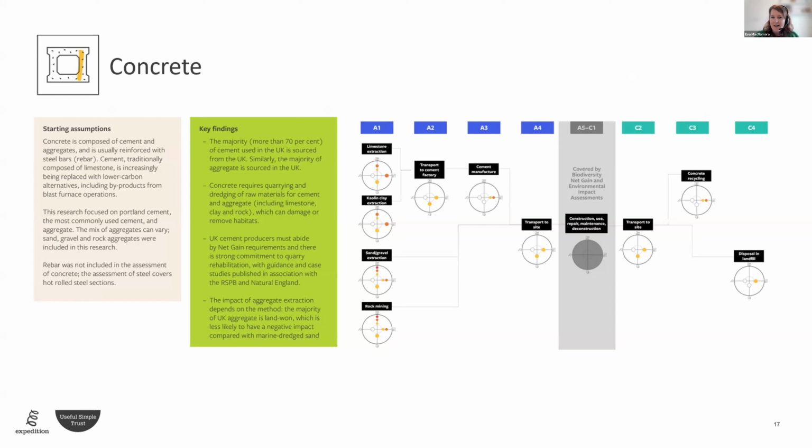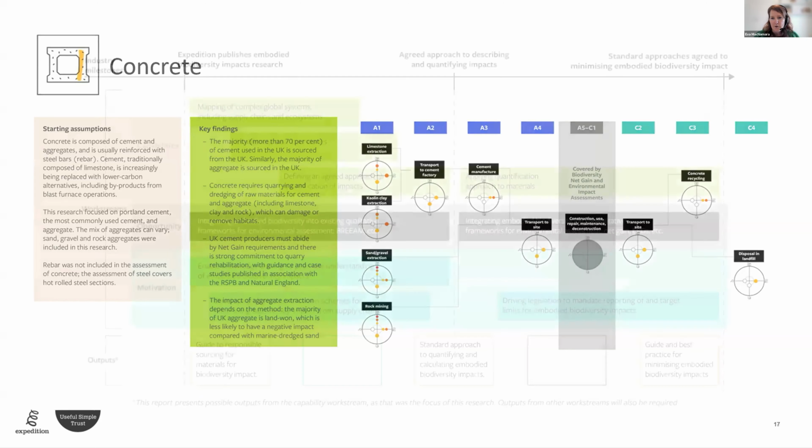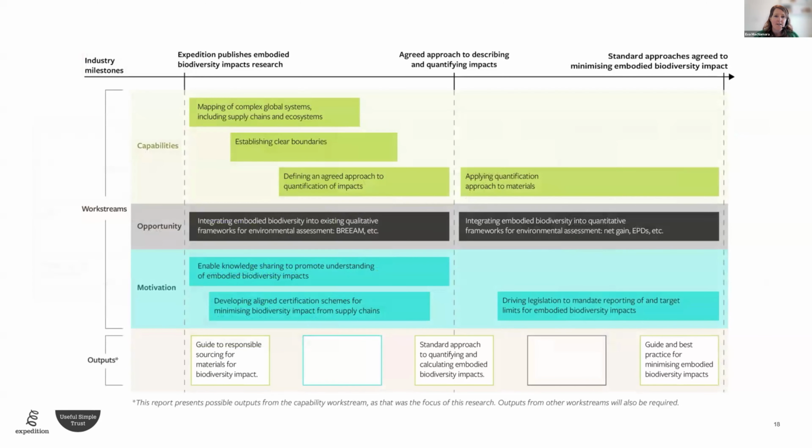This should look familiar as it follows the same structure as a typical LCA in line with industry guidance. This example is for concrete, which has a relatively short and more local supply chain than, say, steel. In the report, we have set out steps for the industry based on the COM-B model I mentioned earlier.